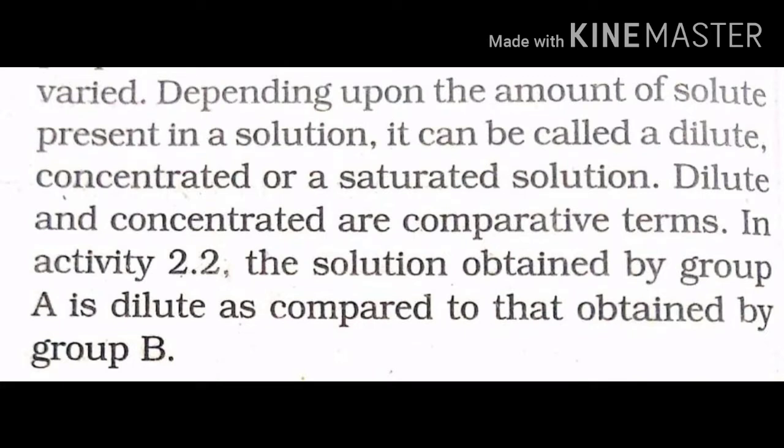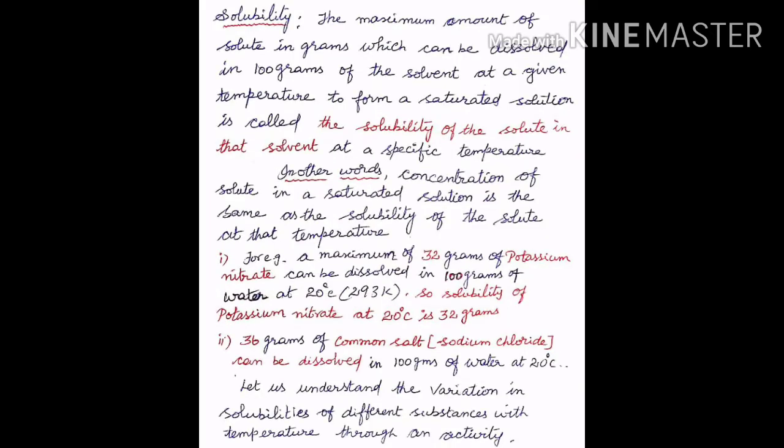Before discussing activity 2.3, let us learn about solubility. Solubility: the maximum amount of solute in grams which can be dissolved in 100 grams of the solvent at a given temperature to form a saturated solution is called the solubility of the solute in that solvent at a specific temperature. In other words, the concentration of a solute in a saturated solution is the same as the solubility of the solute at that temperature.